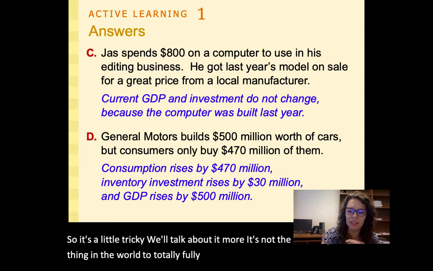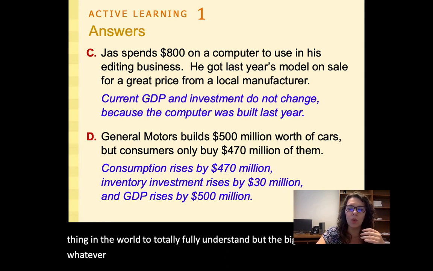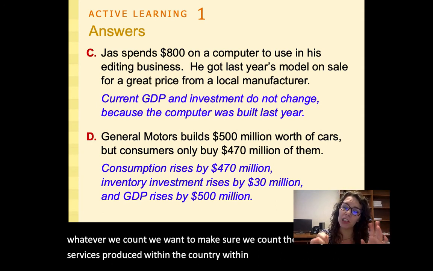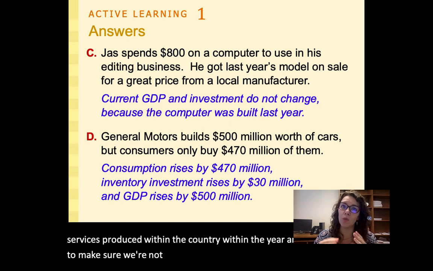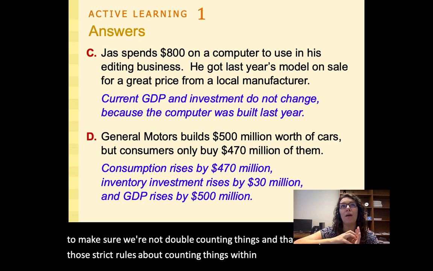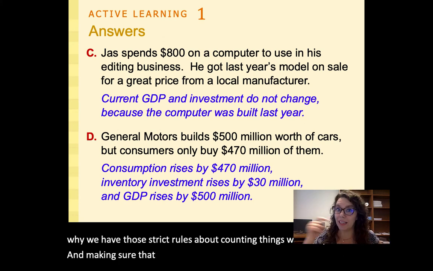But the big idea here is that whatever we count, we want to make sure we count the final goods and services produced within the country within a year. And we want to make sure we're not double counting things. That's why we have those strict rules about counting things within a year, and making sure that we count it in the year it's produced, because we're trying to count our productivity.